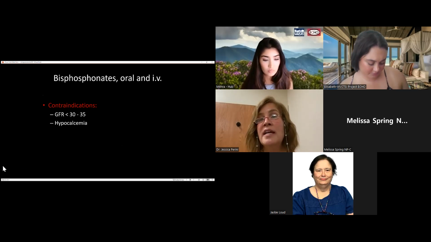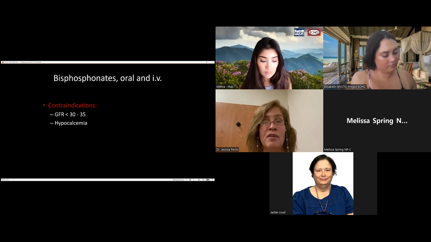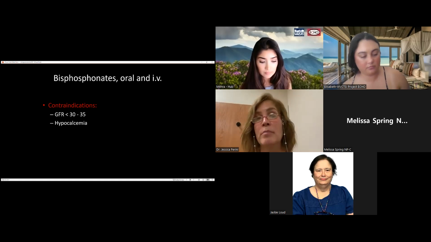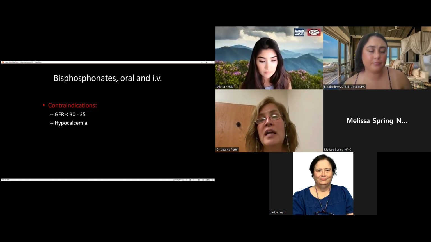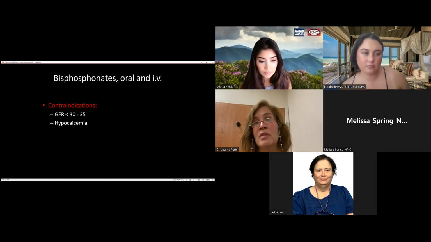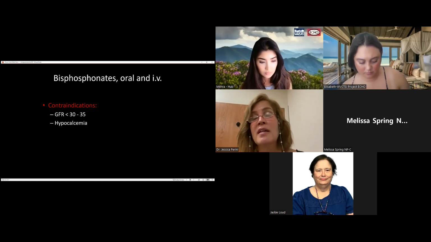We do drug holidays. Oh yeah, bisphosphonates for both the oral and IV. You don't use them if their GFR is less than 30 or 35. You can use it anywhere above that. Or if they already have hypocalcemia that's not treated, because the way that these medications work partly is they help push the calcium back into the bones a little bit. And therefore, if you already have low blood calcium levels and the osteoporosis medicine is moving that blood calcium out of the blood into the bones, you can have severe hypocalcemia, and you don't, of course, want to cause that for anybody. Next slide.